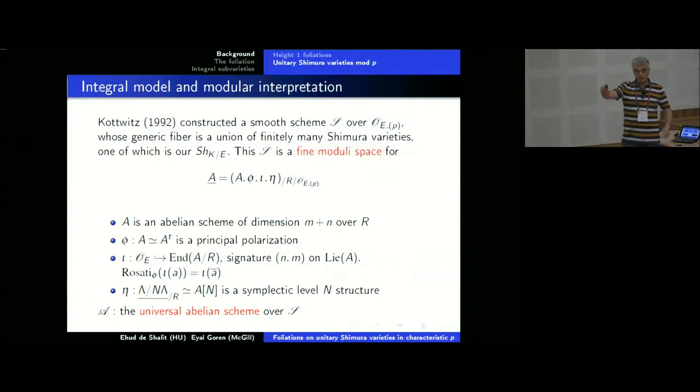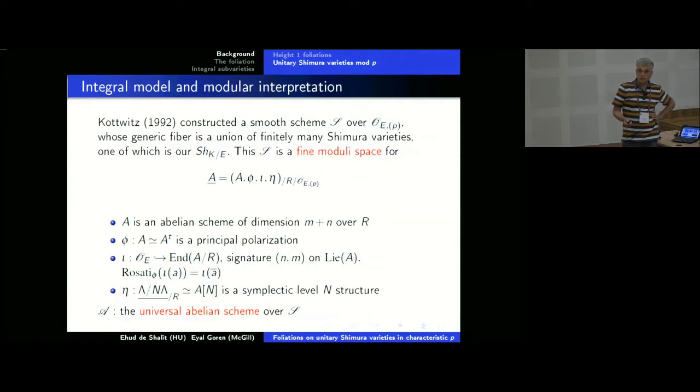And since I'm excluding the ramified prime, you can really distinguish between the two. And then there should be a compatibility of the polarization and the endomorphism. The Rosati involution induced by the polarization should be complex conjugation. And eta, as usual, is a level N structure, which has to be symplectic in this case. And since this is a fine moduli space, everything is very nice. There exists a universal object, which I call script A. This is the universal abelian scheme over this integral model S.